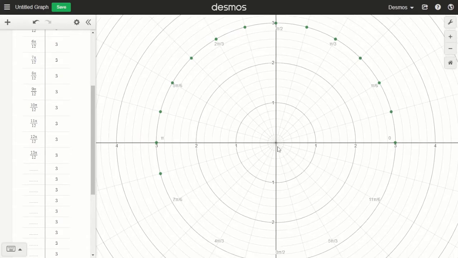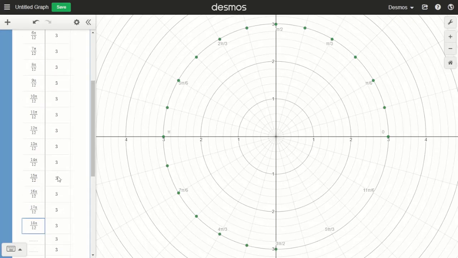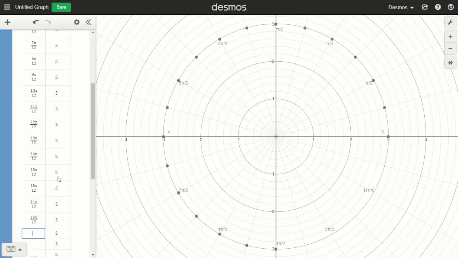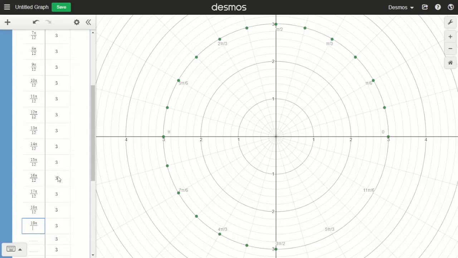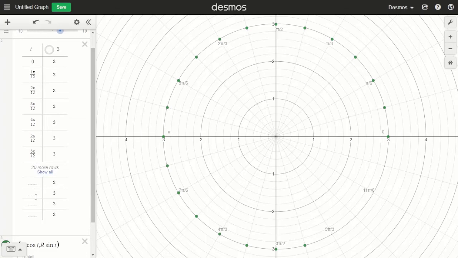Then I'm going to move on to 14 pi over 12, and 15 pi over 12, 16 pi over 12, 17 pi over 12, 18 pi over 12. All of these points just keep popping out on us. And now I'm looking at 19 pi over 12. All right, that is clear enough for us.